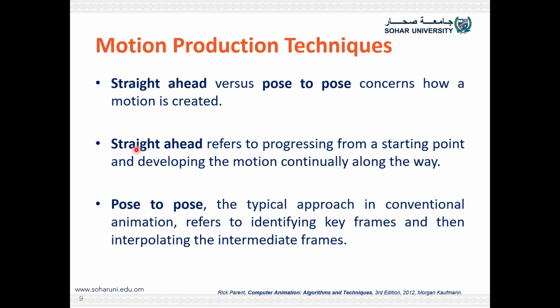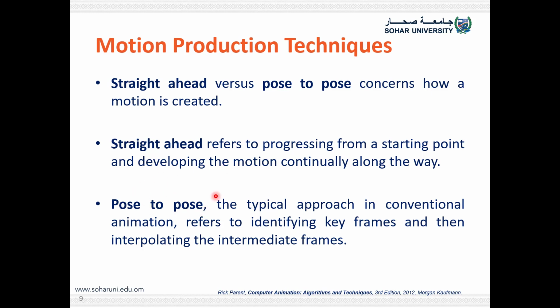Now, regarding straight ahead, that means I have to start from the first frame, as we discussed before regarding the animation, until the last frame. So this one is called straight ahead. Let us say, for example, my animation has 20 frames. If I want to use this method, I need to start with frame number 1, then 2, then 3, until I reach the last one, which is 20.